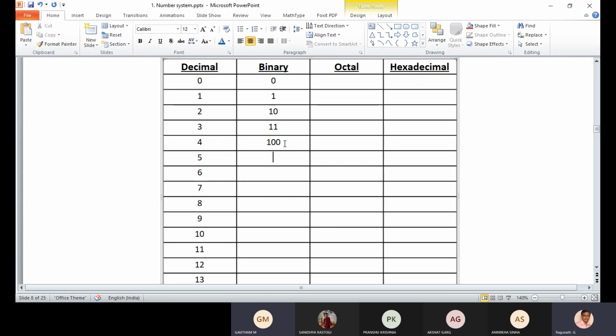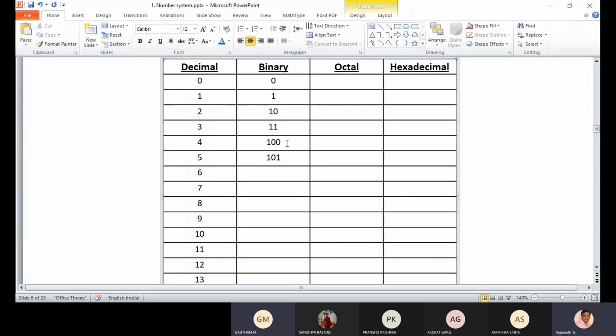What is the next number? 1, 0, 1. Where should I add 1, at the MSB or the LSB? LSB. Which is the LSB, this 0 or this one? The right one. Okay, this is the LSB. Now we have to add. So 100 plus 1, what's that value? 101.